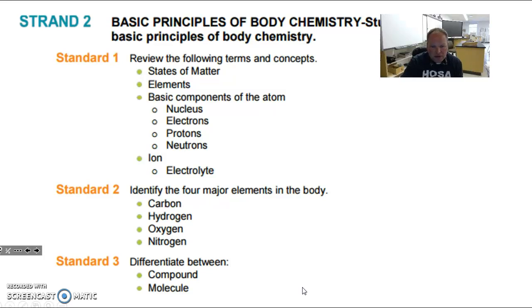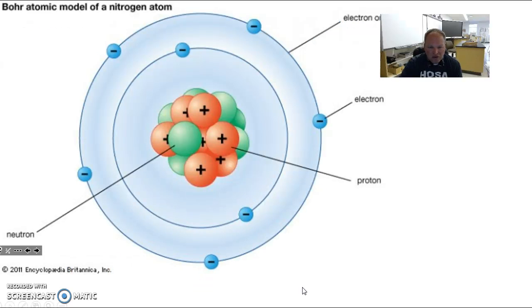So these are the things that you have to know in concepts 1, 2, and 3 of Unit 2. So you can see in Standard 1, we're talking about the basic setup of an atom. Number 2, we're talking about what ingredients in the periodic table make up who we are. And Standard 3 is some chemistry words about the difference between compound and molecule. So let's start with our basics of an atom.